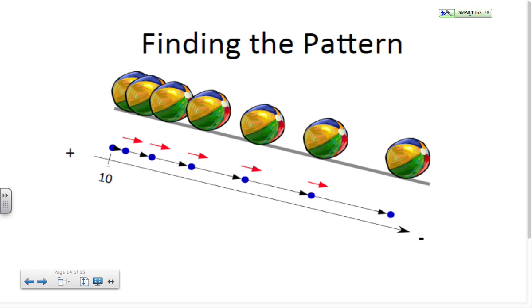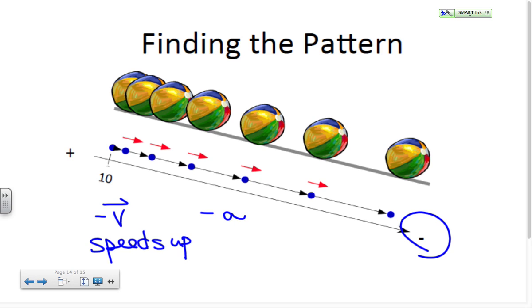Last one I want to show you. I've got it on an incline. If you notice, I called down the ramp the negative direction. I can always define my positive and negative directions. As long as I define it, it's pretty clear. So in this case, I have a negative velocity, and my object speeds up. And if you'll notice, I have a negative acceleration.